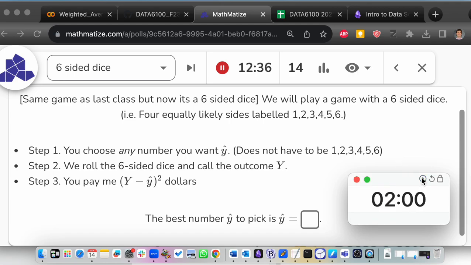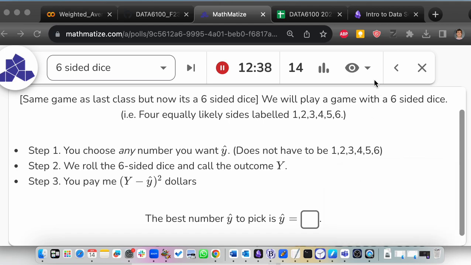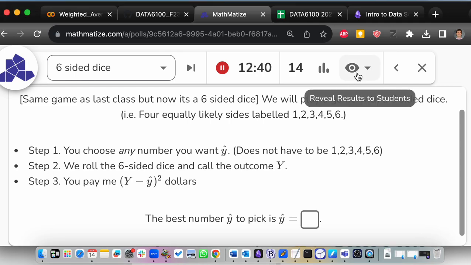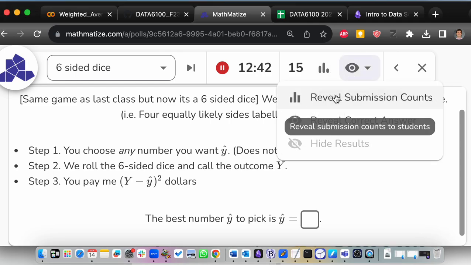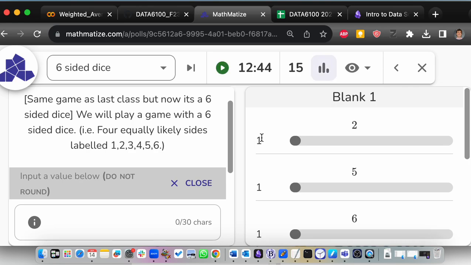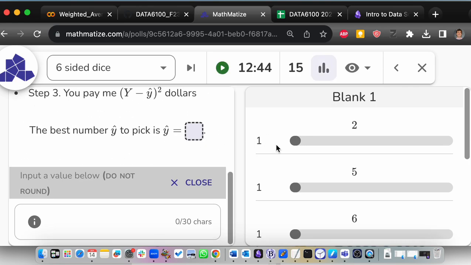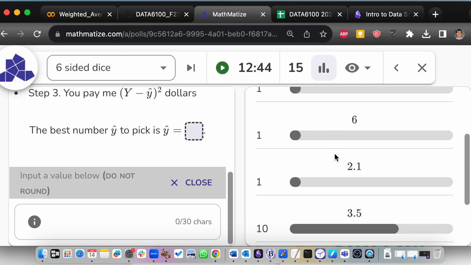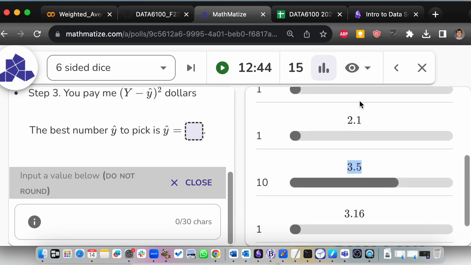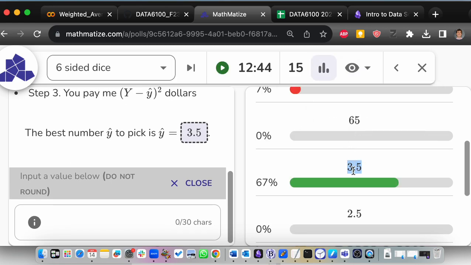So, time's up. Let's see what the people say. Last class we had a four-sided dice. This class, it is a six-sided dice. Let's reveal the counts. Okay, 2, 5, 6, 2.1. And 10 people picked 3.5. The correct answer is 3.5. So the 10 people who did that did it correctly.